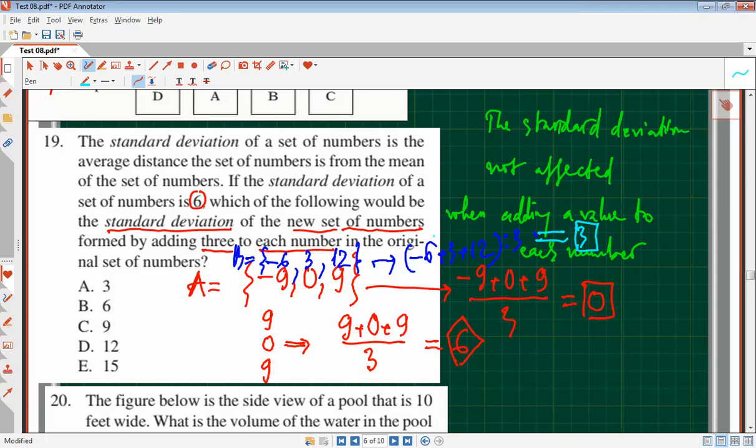We can see that the distance from -6 to number 3 is 9 units. The distance from number 3 to number 3 is 0. And the distance from number 12 to number 3 is also 9 units. Hence, the standard deviation does not change. The final result is number 6, option B.